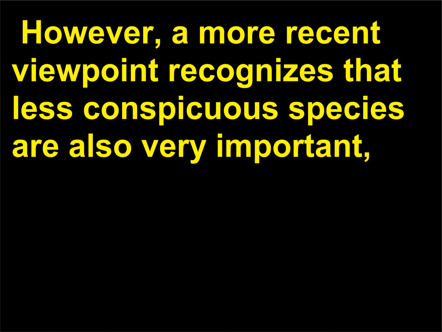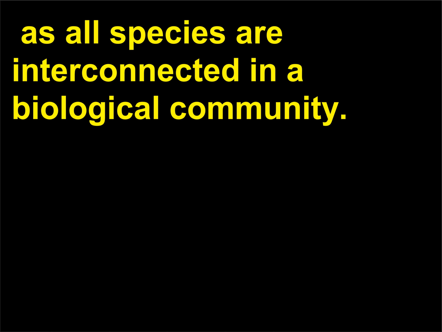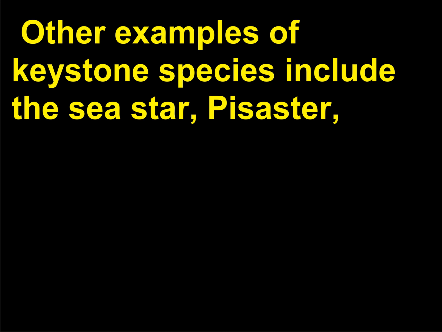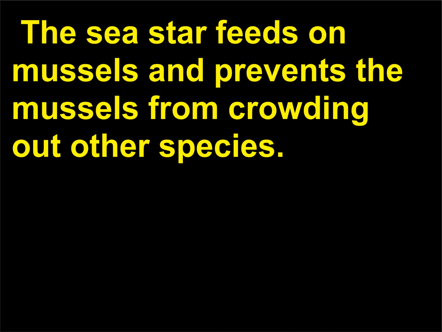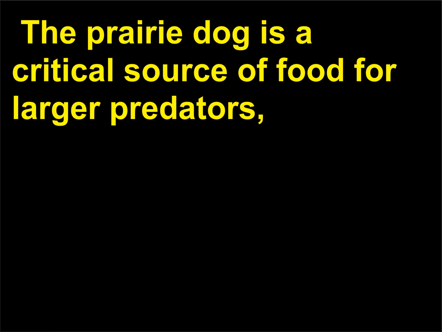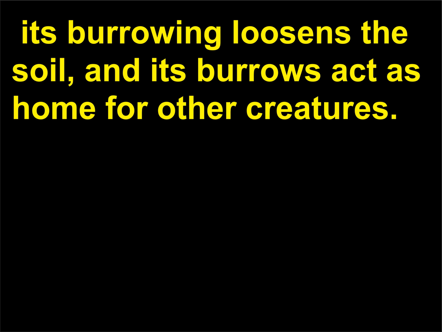However, a more recent viewpoint recognizes that less conspicuous species are also very important, as all species are interconnected in a biological community. Other examples of keystone species include the sea star, Pisaster, found along the coast of Washington State, and the black-tailed prairie dog of the prairie ecosystem. The sea star feeds on mussels and prevents the mussels from crowding out other species. The prairie dog is a critical source of food for larger predators. Its burrowing loosens the soil, and its burrows act as home for other creatures.